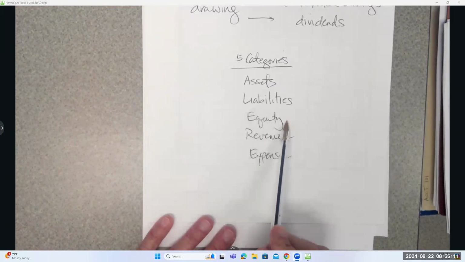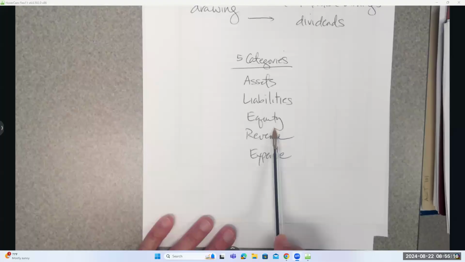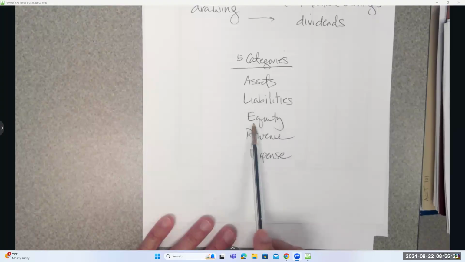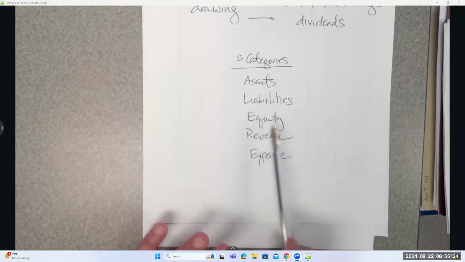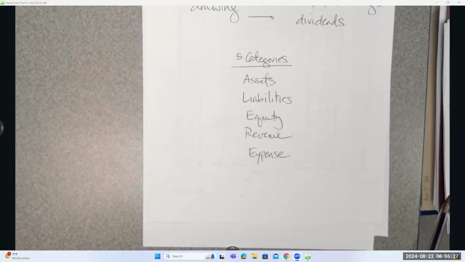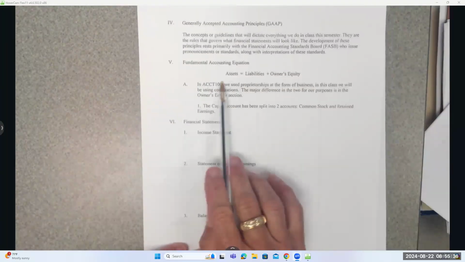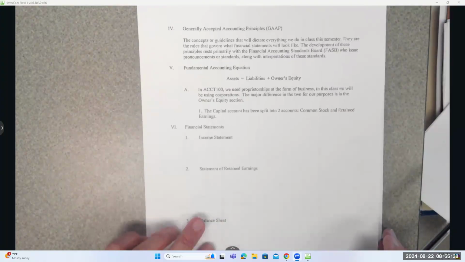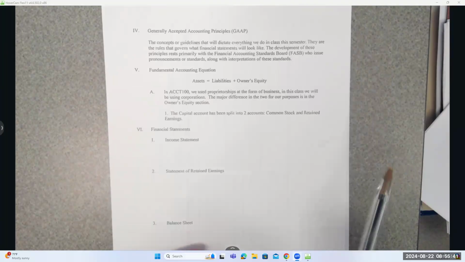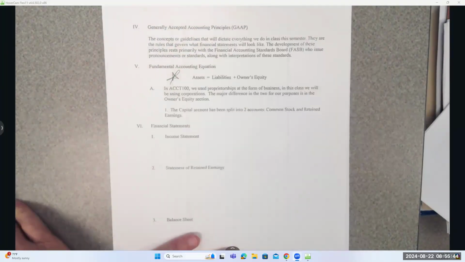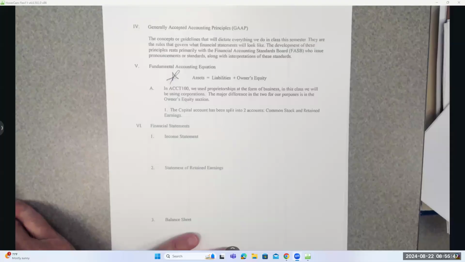The accounts within the categories can change, because that's how we tailor the business to our type of business or ownership. Because now, instead of capital and drawing, our equity accounts will be common stock, retained earnings, and dividends. But it's still equity. So same 5 categories. And we add the equal sign and the plus sign. That is our fundamental accounting equation. Everything that we will do is based on that equation, and it should be in balance at all times.